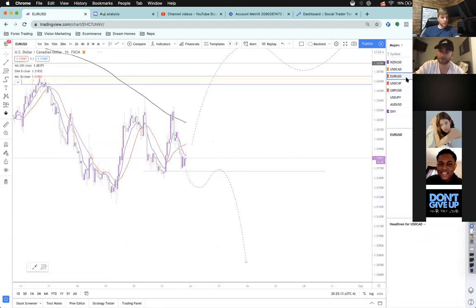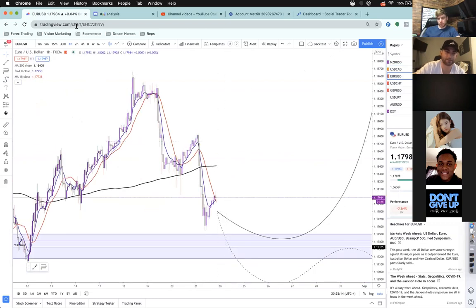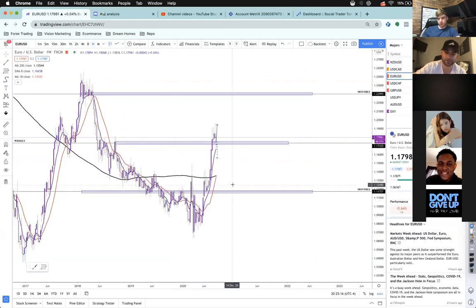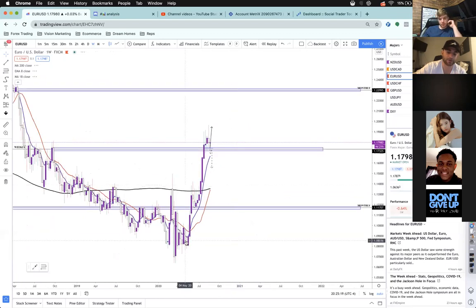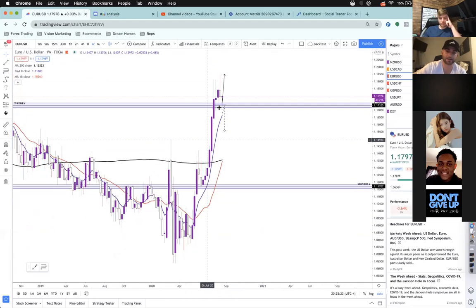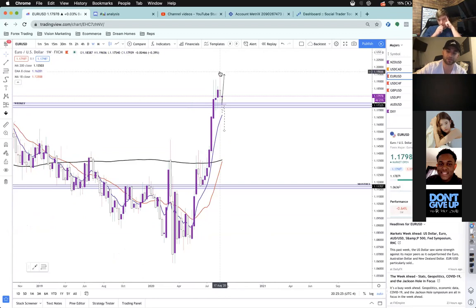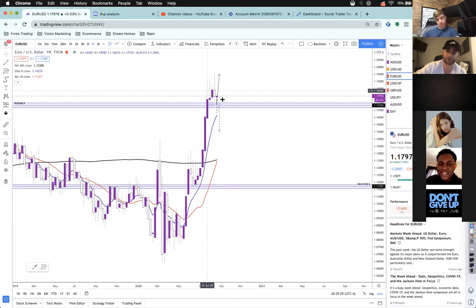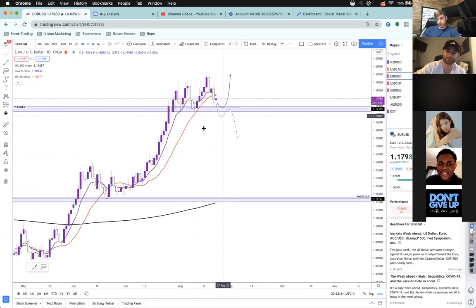Let's move on to Euro USD. So Euro USD all the way up on the weekly time frame. We're at the top of this big push. We're at this higher high, but we're finding some rejection now. Last week, large bearish candle, huge wick right here, a lot of exhaustion coming back. We could head a little bit lower, start to form maybe another lower high.